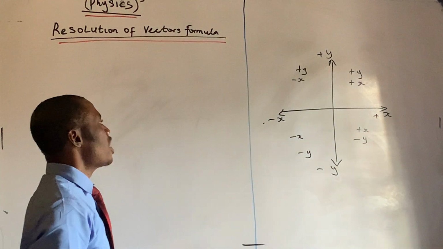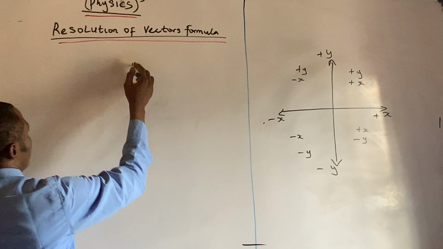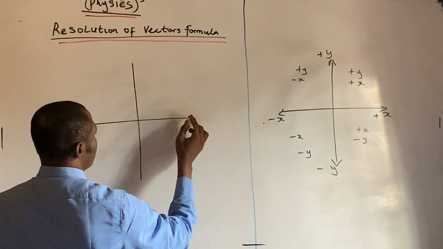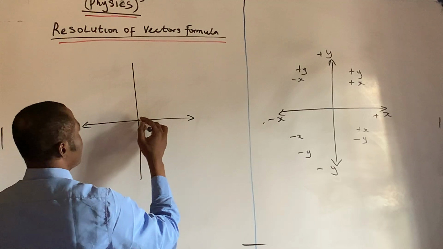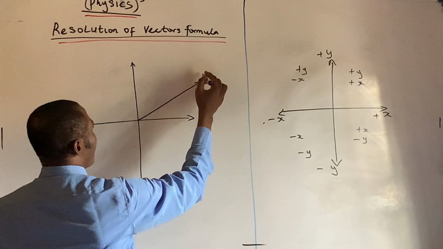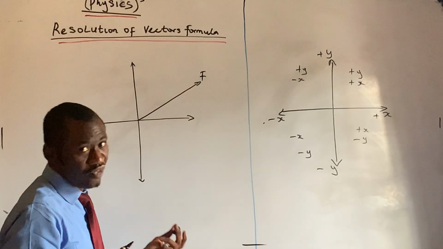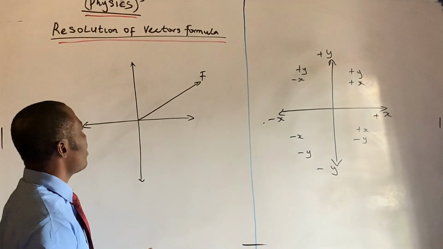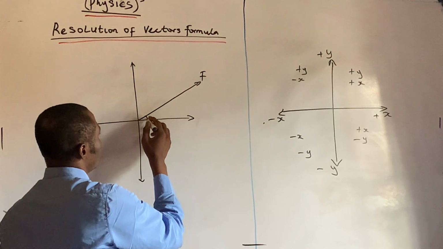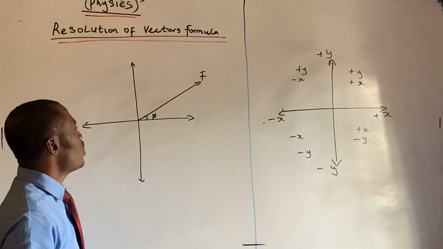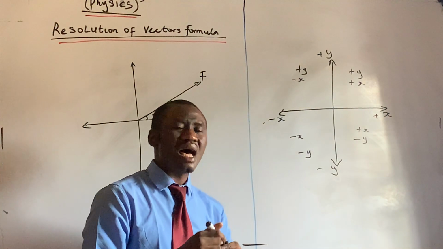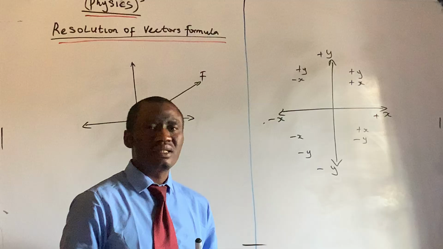You should know that. Now, let's say we have a vector traveling towards the x-axis. A particular force, and force is a vector anyhow. So the force is traveling towards the x-axis, inclined at an angle theta. So you need to know that this force has two components. It has the x component and the y component.